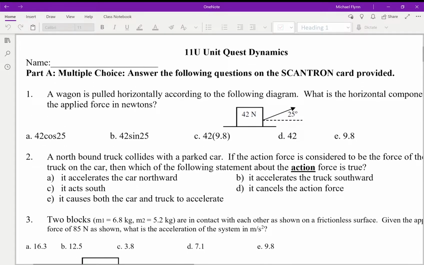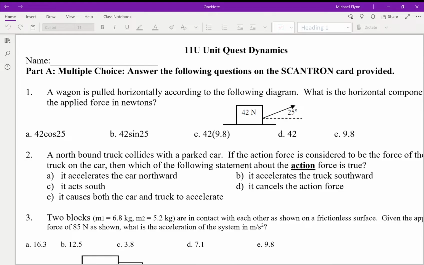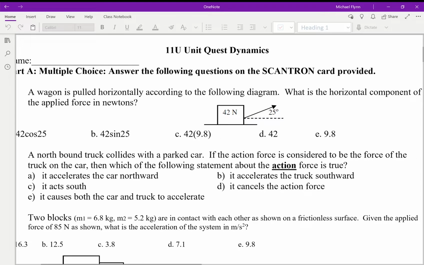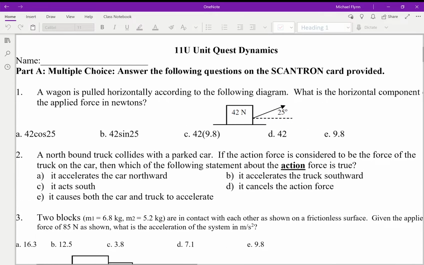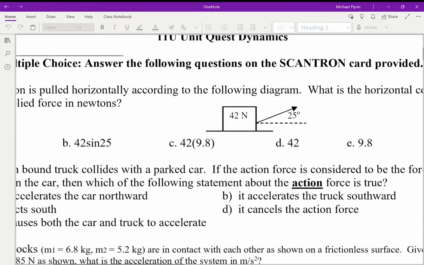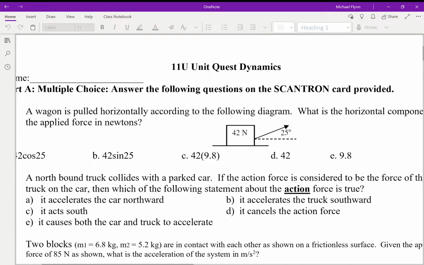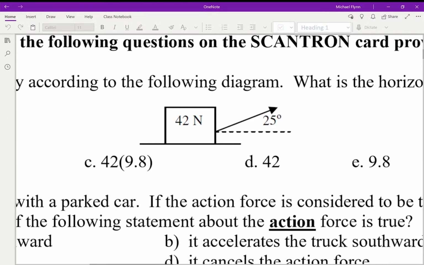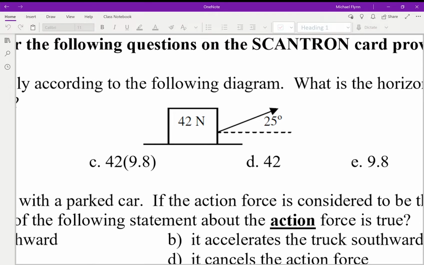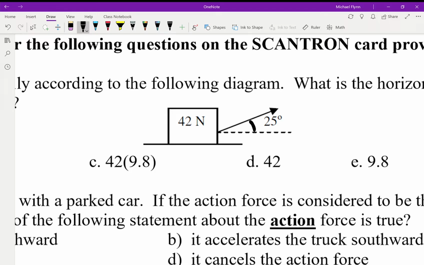Okay, so look. Part A, multiple choice. Wagons being pulled horizontally. What is the horizontal component of the applied force, in newtons? Well, the force is 42 newtons, not the weight of the object, but the force. It's kind of not labeled well there. And the angle is 25 degrees. So there are two components. There's one like this, and I'll use rainbow, one like that.